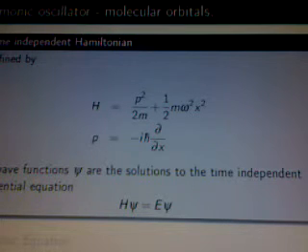Here is the time-independent Hamiltonian, which is defined by the first formula. In it you have the momentum operator defined on the second line. M is the mass, omega is the frequency of the oscillator, and x is the position variable. The wave functions psi are the solutions to the time-independent differential equation H psi equals E psi, where E is an energy scalar and H is the Hamiltonian.